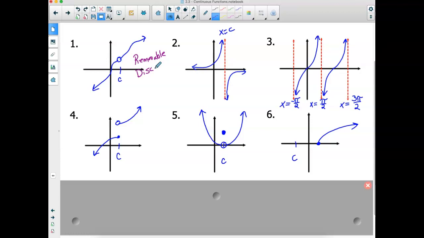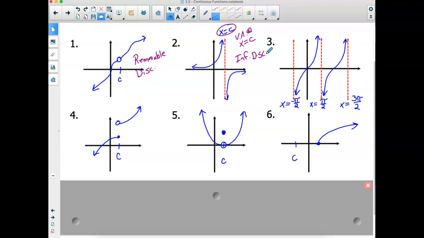Number two, we have a vertical asymptote at x equals c. I wrote the equation of my asymptote. That's at some number c, just like I have a hole somewhere at c in number 1. And when I'm looking at this, these are known as an infinite discontinuity. Okay, it's an infinite discontinuity.